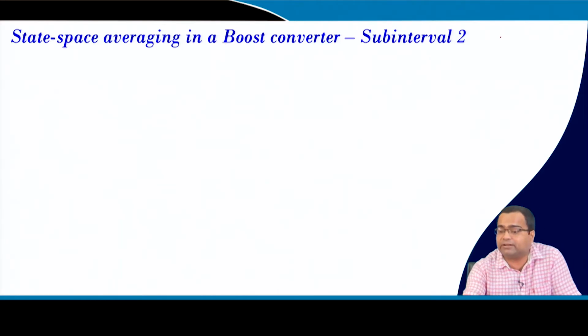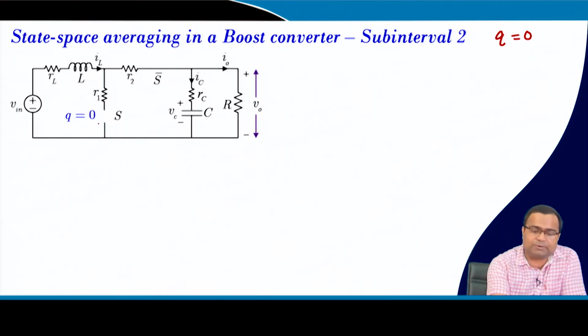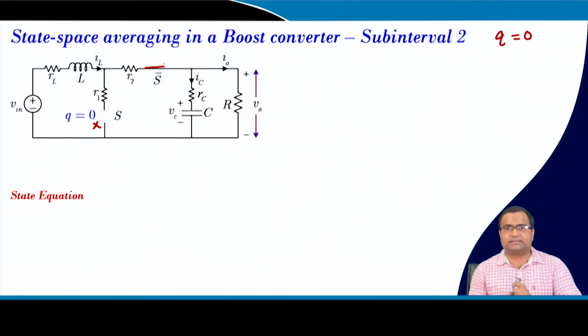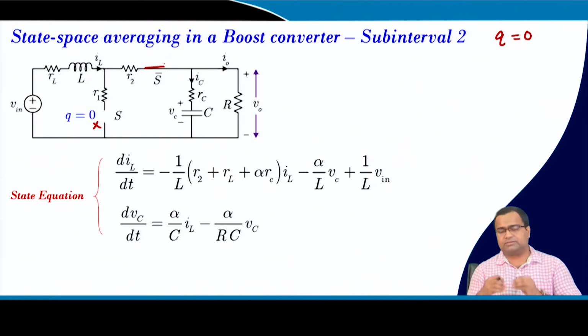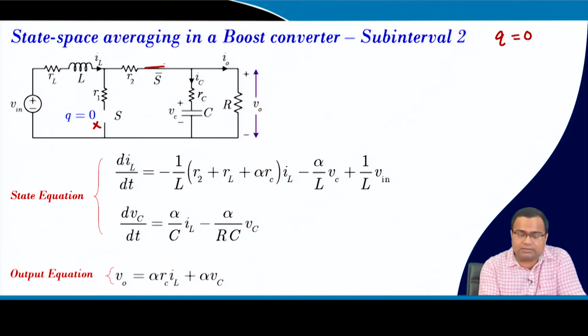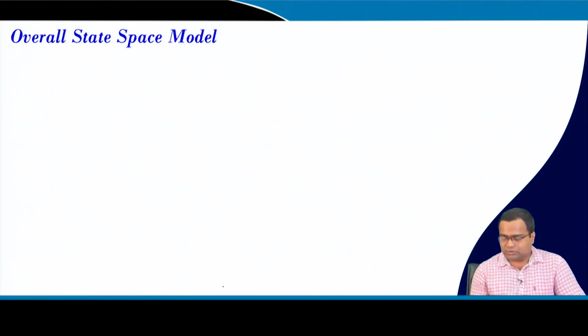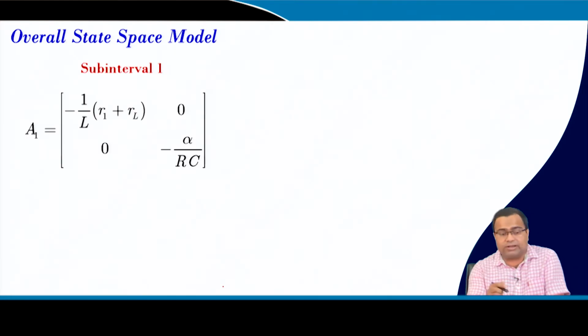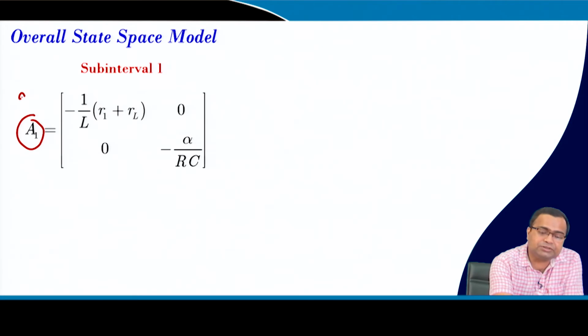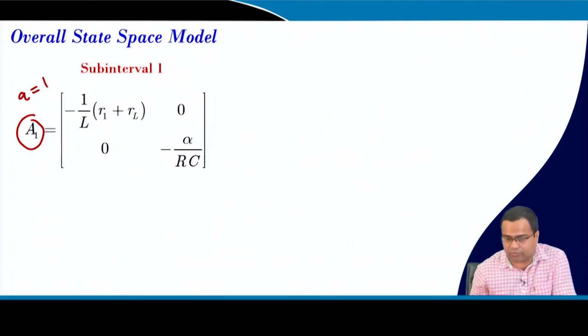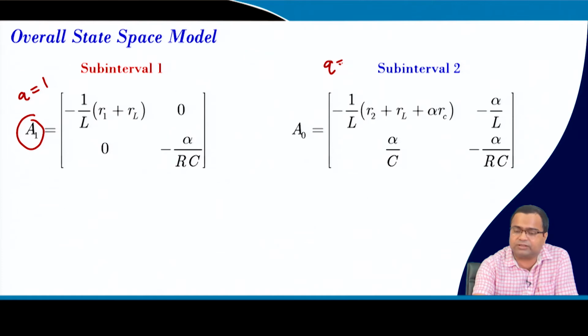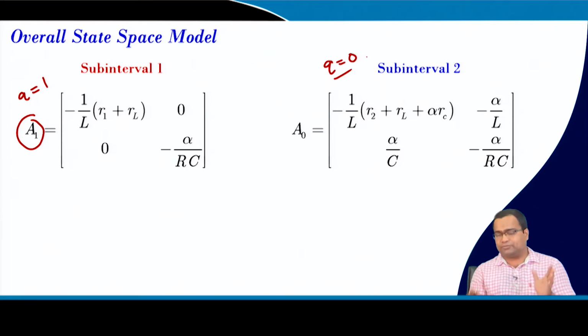If we go to subinterval 2 when the switch is off, we will get the circuit. So, this path is off, but this is now on. Again we can write the state equation, inductor current dynamics, capacitor voltage dynamics, and we can also write the output equation, which is a function of inductor current and the capacitor voltage. So, in the overall state space model, we already know A1 when the switch Q equal to 1, which is subinterval 1, and A0 for subinterval 2 when the switch is 0. So, two matrices we found.